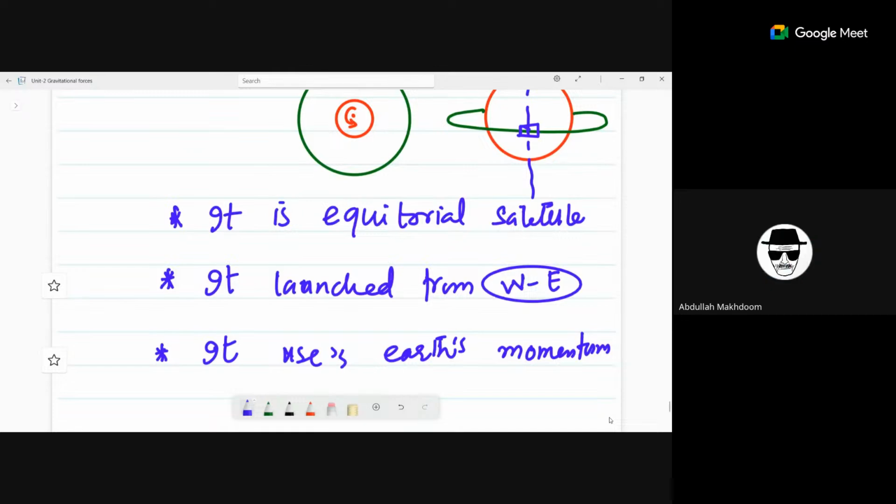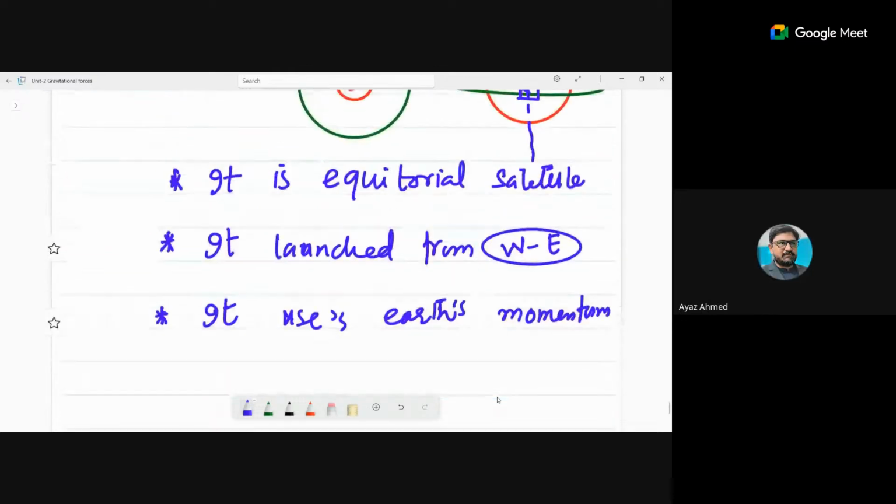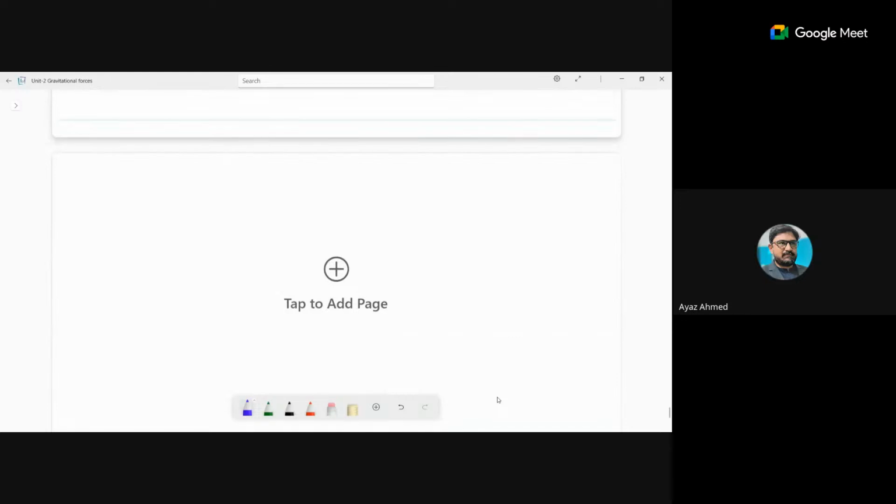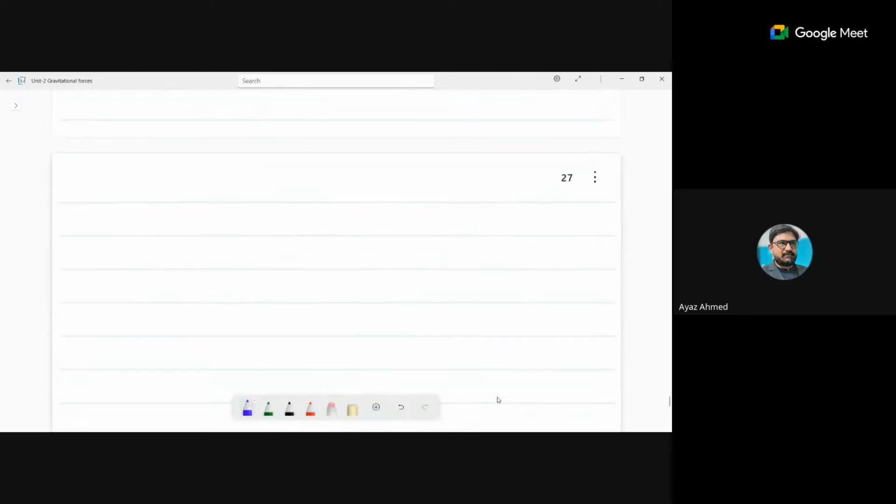Okay, so now you can continue. So this was basically related to your geostationary satellite. Then we are going to discuss another topic, that is binary stars.